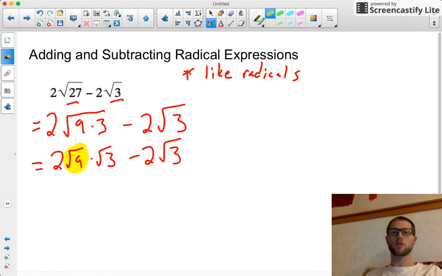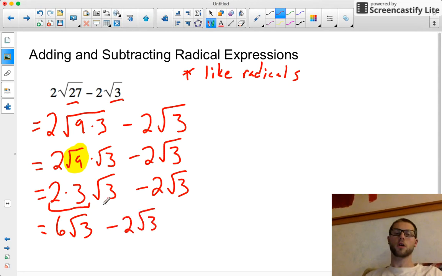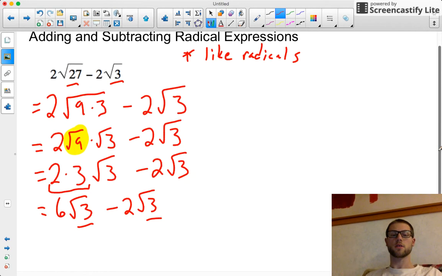And now over here, all of this becomes simplifiable. I know the square root of 9 is equal to 3. So I've got 2 times 3 root 3, and I'm going to keep the 2 root 3 the same. I can next simplify 2 times 3 to give me 6 root 3, and I'm going to keep the minus 2 root 3 over here. And would you look at that, I have common radicals. Now I can actually subtract this thing.